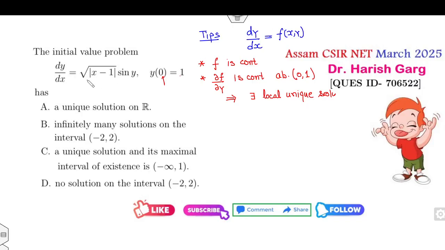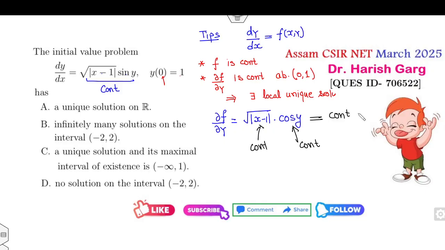Now you can see f here is continuous because sine is continuous. This mod of root x minus 1 is continuous. Can you find the partial derivative with respect to y? It is mod of x minus 1 into cos of y. So clearly cos y is a continuous function. This function is also continuous. So hence the partial derivative is also continuous.